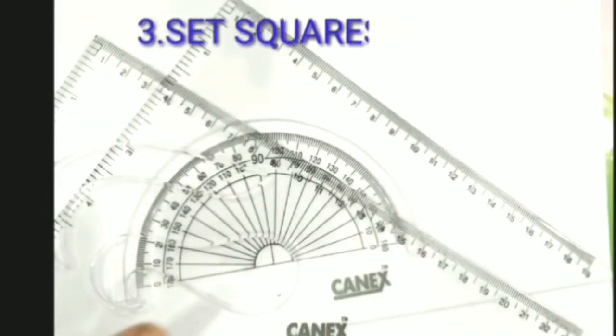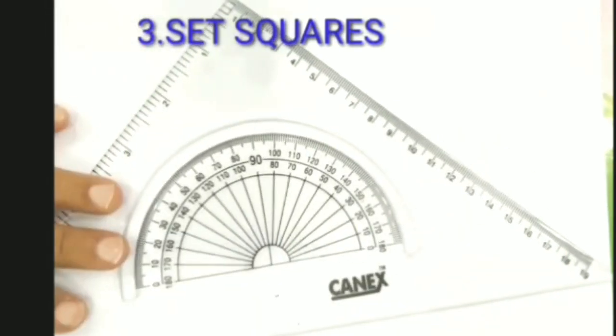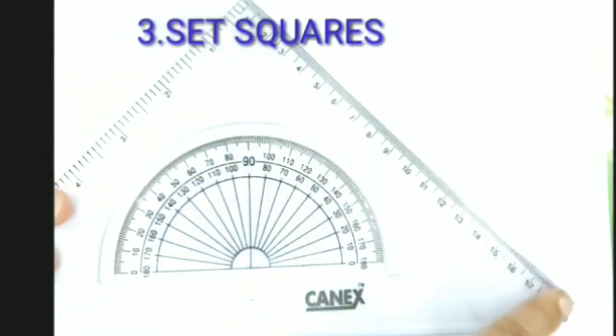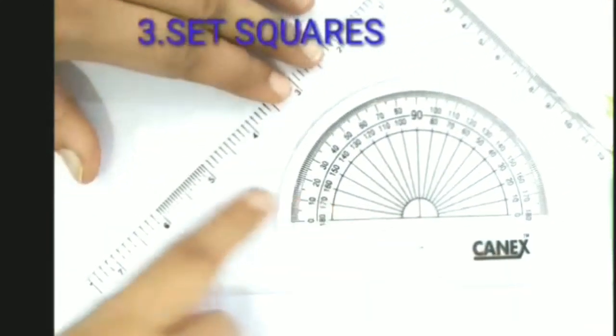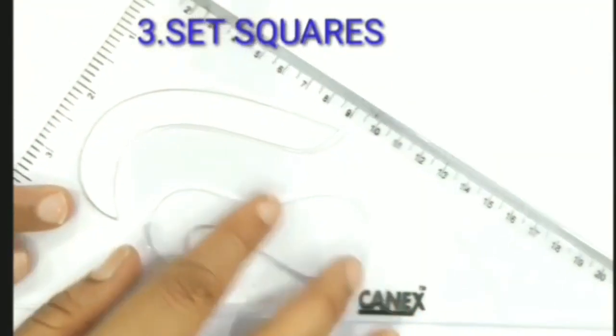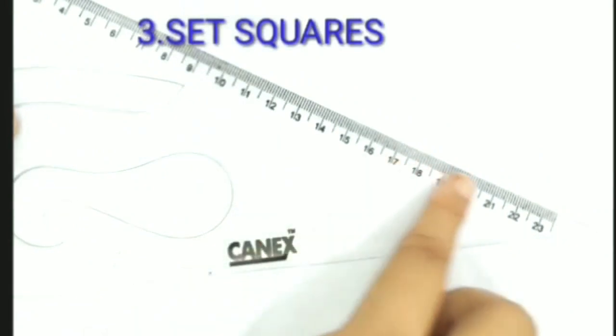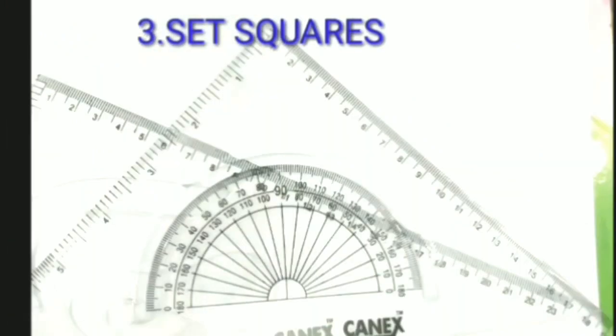Third most important tool is set squares, a pair of set squares. Let me introduce each one by one. First, let us see this set square. In it, this angle is of 90 degrees, and the other two angles are of 45 degrees. Another set square. In this, the largest angle is of 90 degrees. The next two angles, one is of 60 degrees and the smallest one is of 30 degrees. And the purpose of a set square is to draw parallel lines, perpendicular lines, and even for making angles they are used.